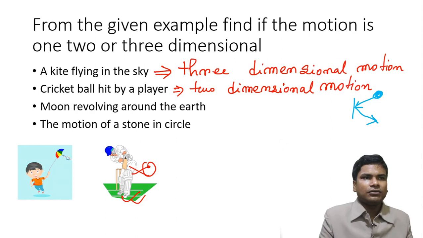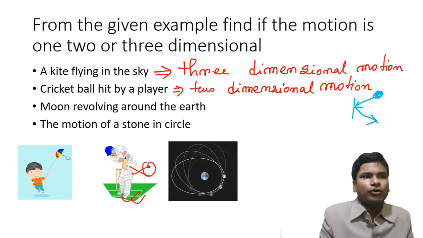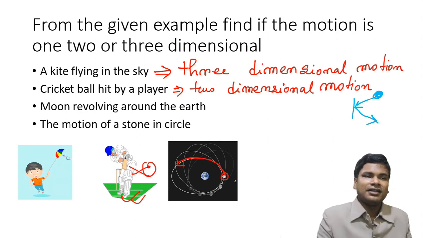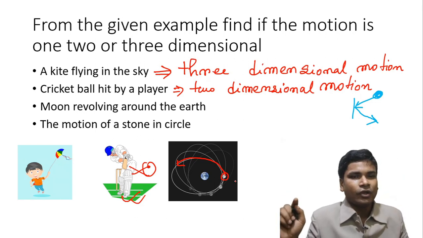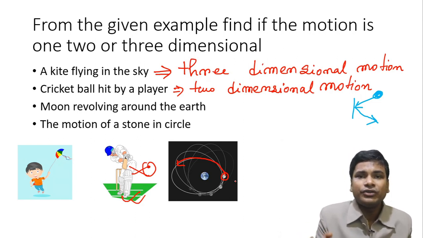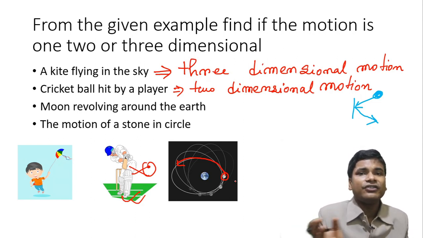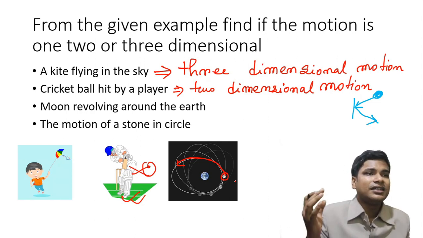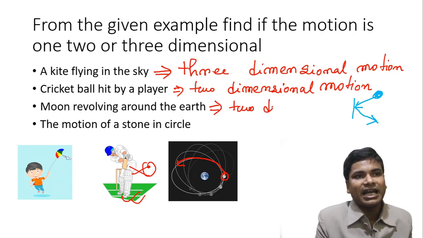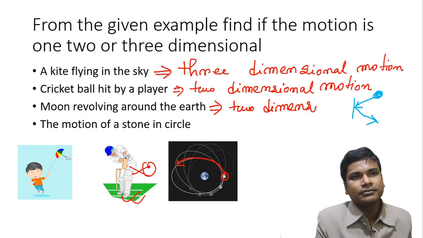Okay, now next example, moon revolving around earth. So here you see, this is our earth and this is the moon. Now the moon is revolving around the earth in a kind of elliptical path. If it is an elliptical path, then obviously this will be a 2-dimensional motion, because an ellipse itself is a 2-dimensional figure. So the answer here will be 2-dimensional motion.